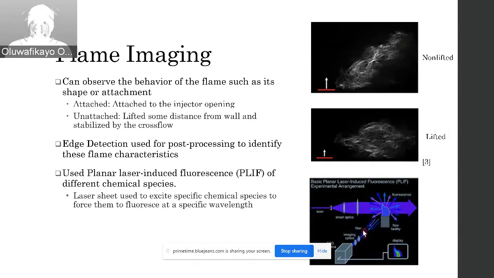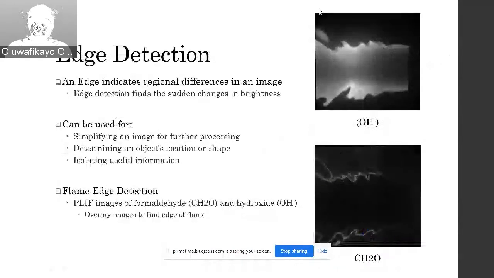and they fluoresce at a specific wavelength that a camera with a lens on it will be able to capture. So that isolates those chemical species. So what happens is you get images like the ones on the right, and using edge detection, an edge is indicated as a regional difference in the image. So a sudden change in brightness is what an edge is. So from these images, you can see that the edge is actually pretty obvious. Like you can just look at it and tell where the edge is.